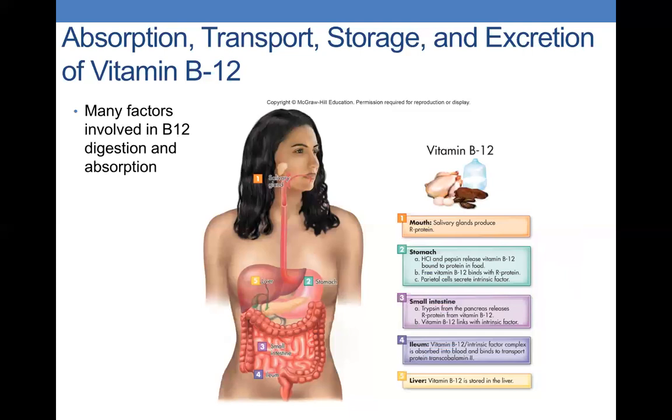And also in the stomach, we have parietal cells. Those will be secreting something very important called intrinsic factor. B12, R protein, and intrinsic factor will all move through the stomach into the small intestine. In the small intestine, the pancreas will secrete trypsin, which can separate B12 from the R protein. B12 will then bind with intrinsic factor, and it can be absorbed in the ileum, where it will travel to the liver.